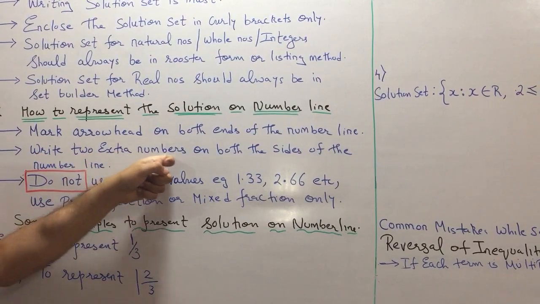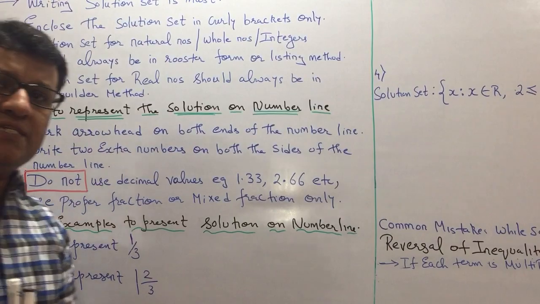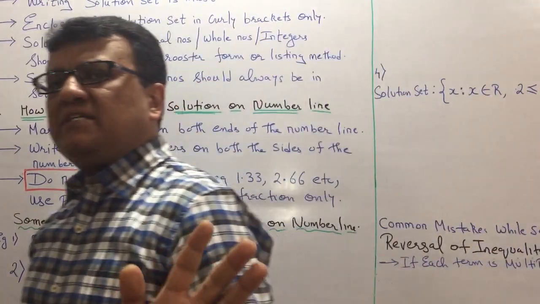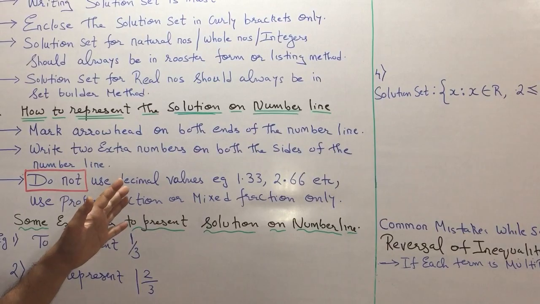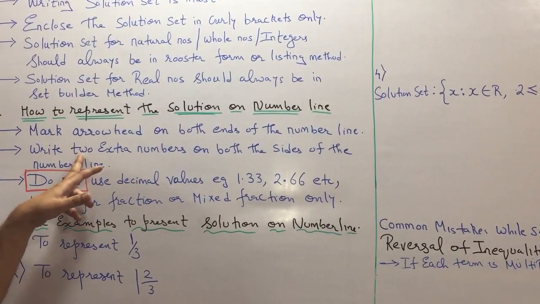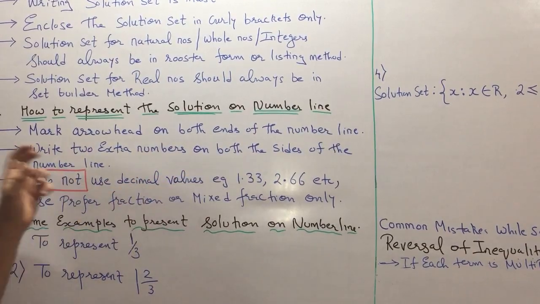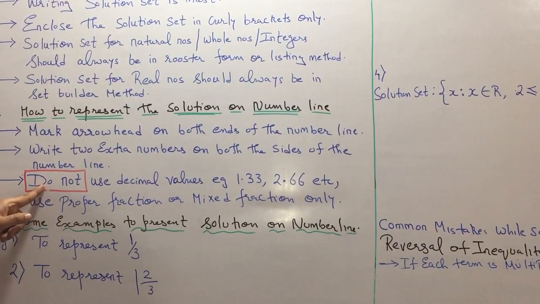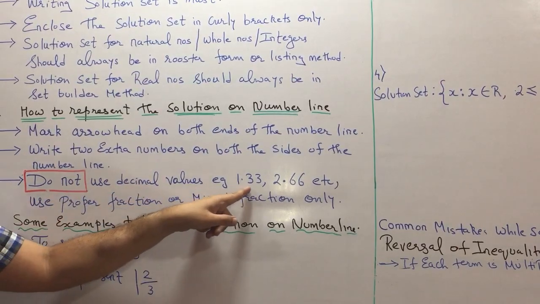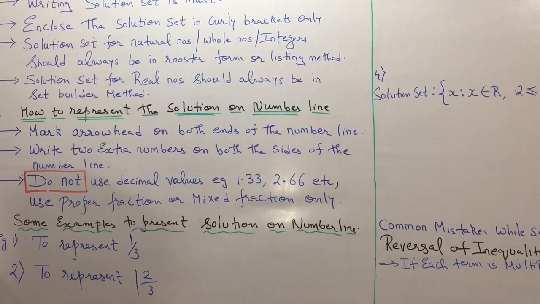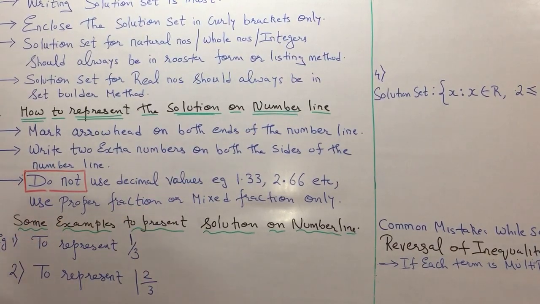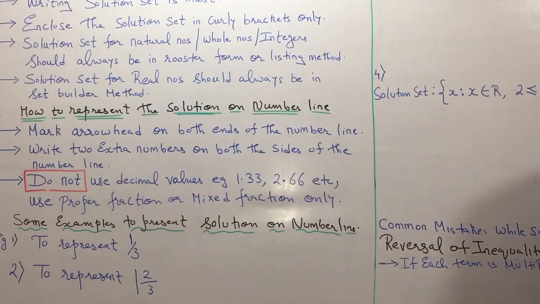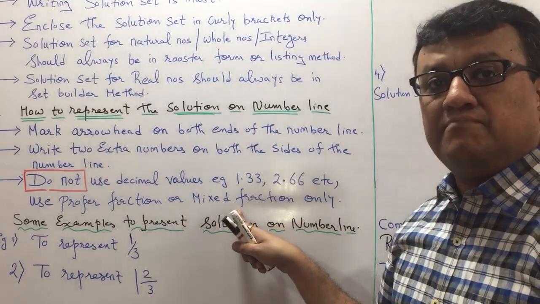Second, write two extra numbers on both sides of the number line. Mind you, there are many teachers who say that we need to write down only one extra number on either side of the number line. Yes, that can be true, but to be on the safer side, as a precautionary measure, we write down two extra numbers on both sides of the number line. The main important pointer: do not use decimal values, for example 1.33, 2.66, etc. Use proper fraction or mixed fraction only. Whenever we want to represent a particular number, we are not supposed to present it in decimal form. We are supposed to present it in proper fraction form or mixed fraction form.